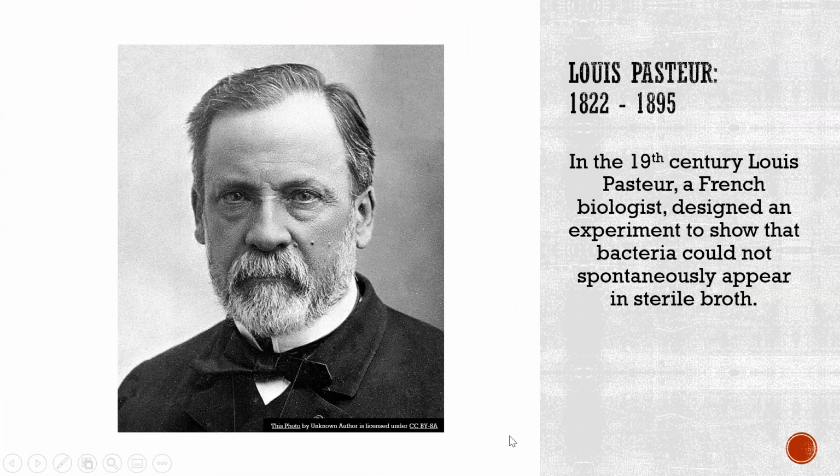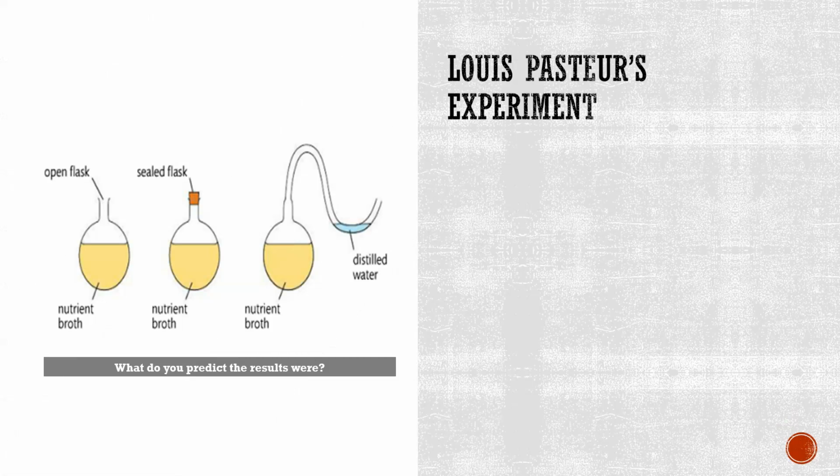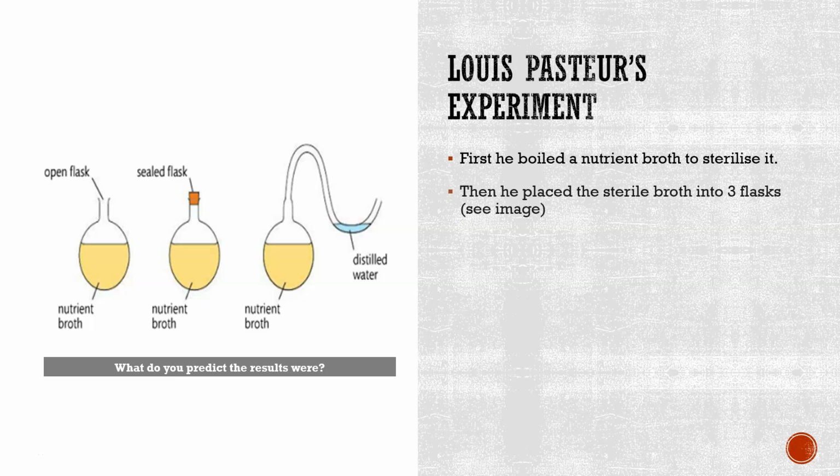Okay, so Louis Pasteur, born in 1822, died in 1895. And in the 19th century, Louis, a French biologist, designed an experiment to show that bacteria could not spontaneously appear in a sterile broth. Let's have a look at his method. Okay, so first of all, he boiled a nutrient broth to sterilize it. Then he placed this sterile broth into 3 flasks. So if you see the image there, we've got an open flask, we've got a sealed flask, and then we've got a flask with the U-bend full of water in it. Can you predict what the results were?